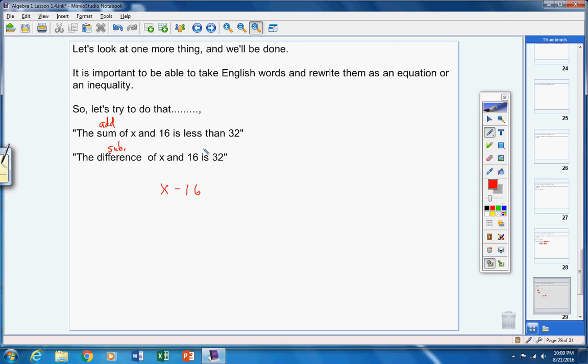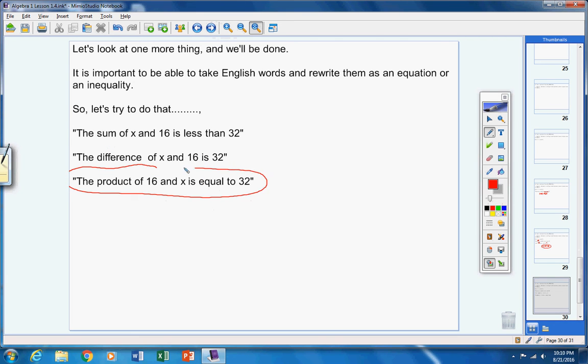Now, what does is always stand for? Equals 32. The difference, in other words, we're subtracting. So the subtraction of x and 16, x minus 16, is or equals 32. There we go. Piece of cake, guys. Okay. I'm going to move on. Pause the video if you need to. Copy this in your notes, please.